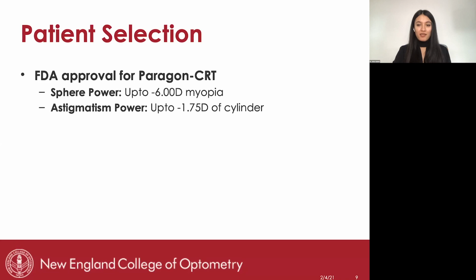All right, so selecting patients based on their parameters. So the FDA approval for the Paragon CRT design, which is kind of what we'll go into more detail about, goes up to -6 diopters for myopia, and then the astigmatism goes up to 1.75 diopters of astigmatism that can be corrected. And that's regular astigmatism that we're correcting.